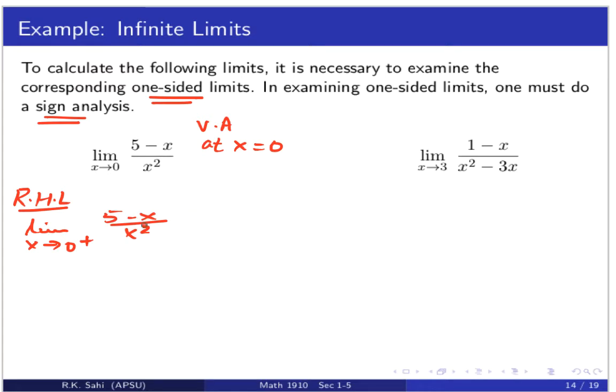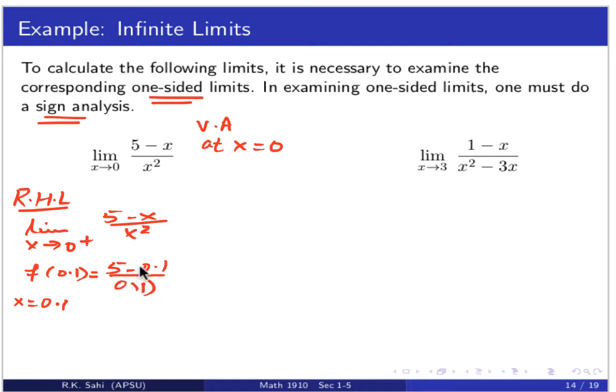Now, this is our function. What we normally do is look at the sign analysis. So let x be, say, 0.1. What is f(0.1)? It's 5 minus 0.1, which is 4.9, over 0.1 squared. So you can eyeball it. It's 5 minus 0.1 over 0.1 squared.